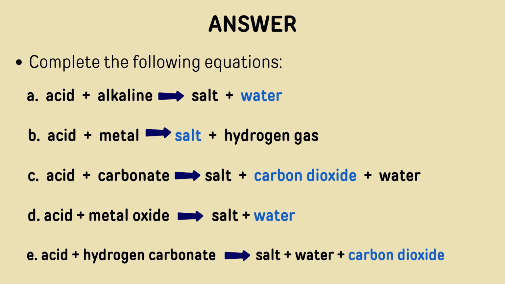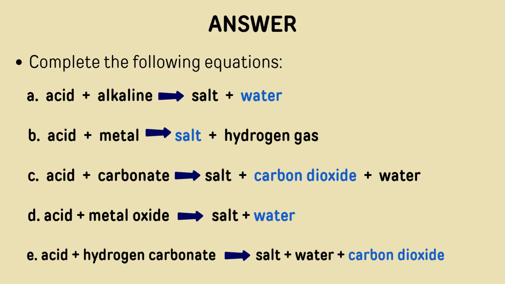So an acid plus an alkali will always give you a salt plus water. An acid plus a metal will always give you a salt plus hydrogen gas. An acid plus a carbonate will give you a salt plus carbon dioxide plus water. An acid plus a metal oxide will give you a salt plus water. And an acid plus a hydrogen carbonate will give you a salt plus water plus carbon dioxide.